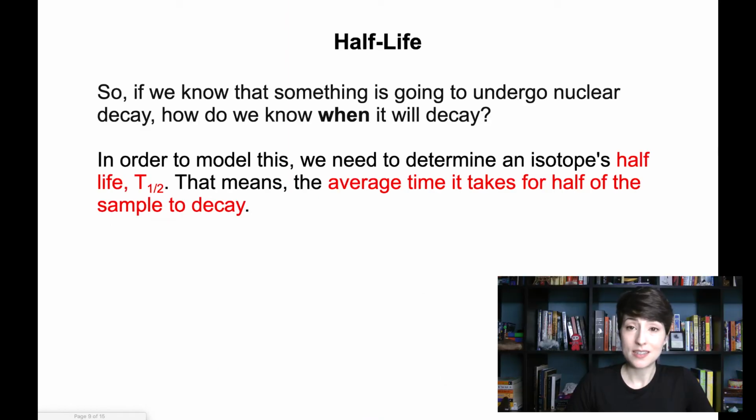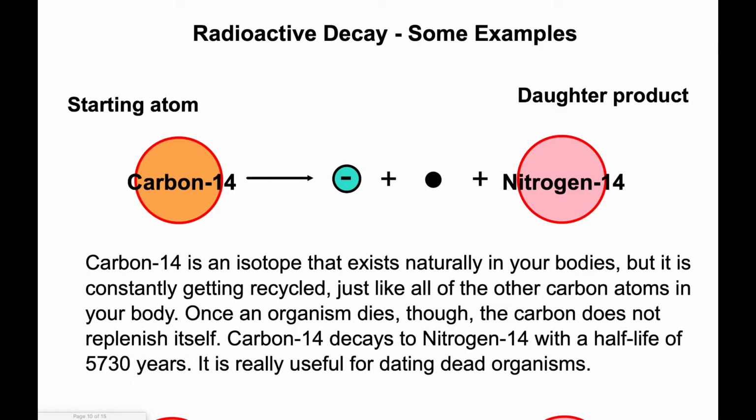So the next question is, if we know the nucleus of an atom is unstable and we know it's going to decay, how do we know when it will decay? Well, in order to model this, we need to determine the isotope's half-life. That means, how long does it take on average for half of the nuclei in a sample to decay? So here are some examples.